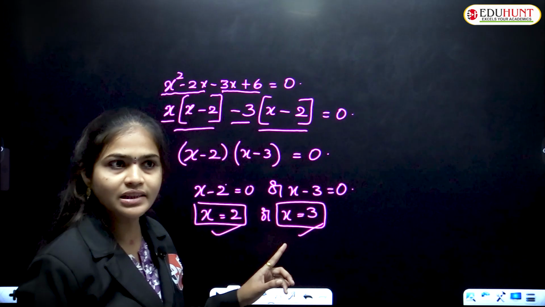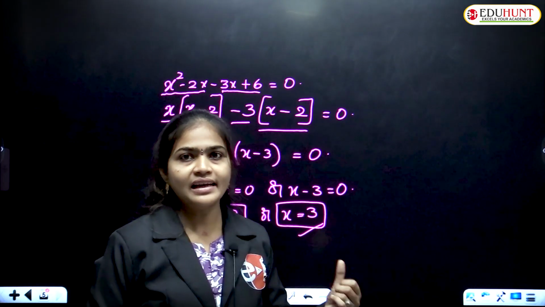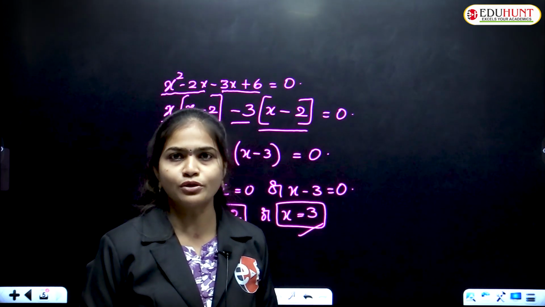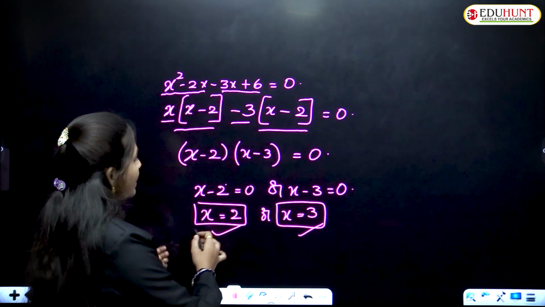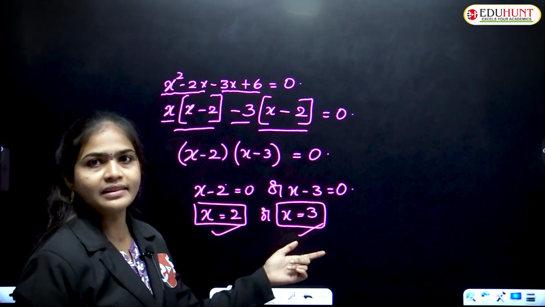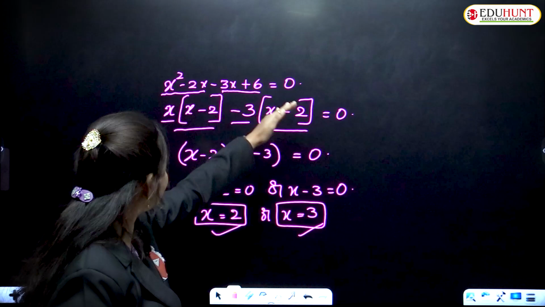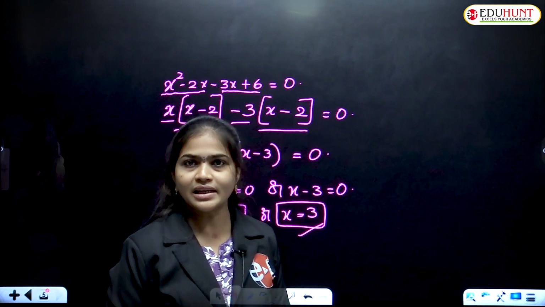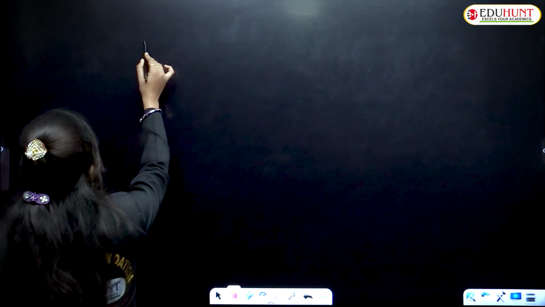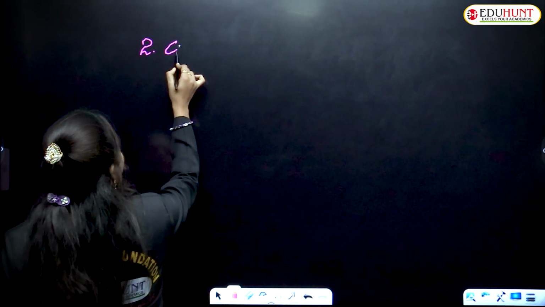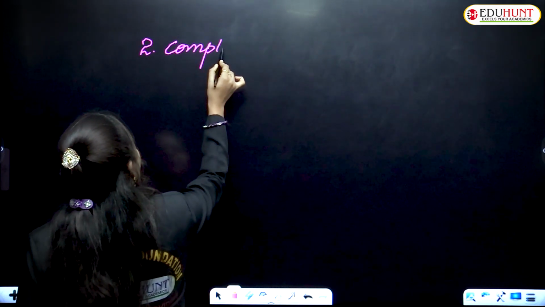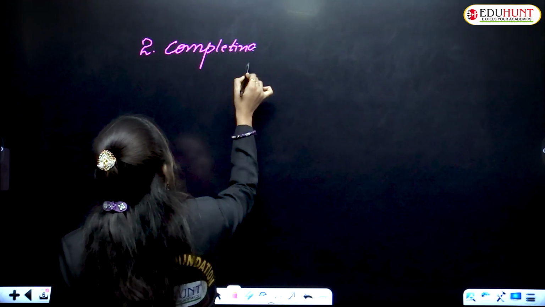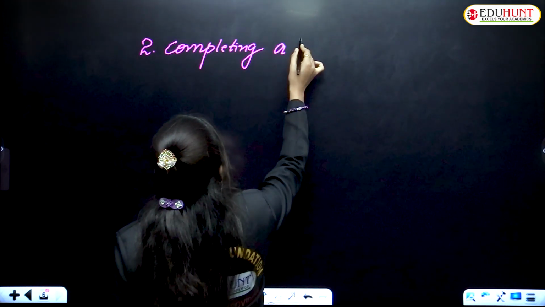While explaining the nature of roots, I will tell you about real, distinct roots, imaginary roots and equal roots. Okay. So here, what are the roots of this equation, ma'am? 2 and 3. So by using this factorization method, in this way we will find the roots of the given equation. Am I clear? So the first method, the factorization method, is completed. Now see the completing square method. The second method is the completing a perfect square method.